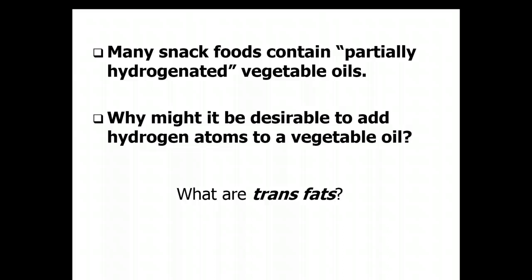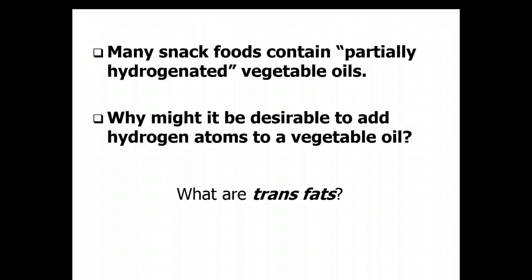Many snack foods contain partially hydrogenated vegetable oils. Why might it be desirable to add hydrogen atoms to a vegetable oil? Well, if you add hydrogen atoms, then you tend to make it more saturated, so then they become saturated oils. Vegetable oils, of course, are liquid at room temperature because they are unsaturated. So the partially hydrogenated provides more of a manufacturing benefit than a health one.